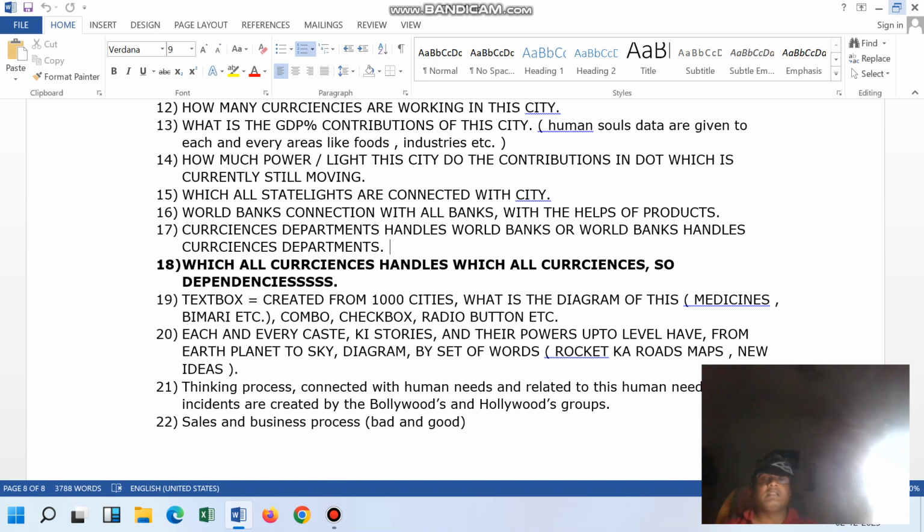generating the incidents: this is going to happen, that is going to happen, this will happen, this might happen, this will 100% happen. So all these possibilities they are generating in the environment, and that is going to merge with this human need, that is potato and tomato.